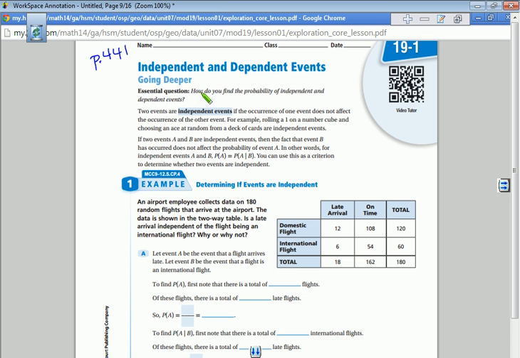So today we will be answering this essential question, which I should have changed on my board. How do you find the probability of independent and dependent events? So today we're actually finding the probability, and tomorrow we're showing how to prove.